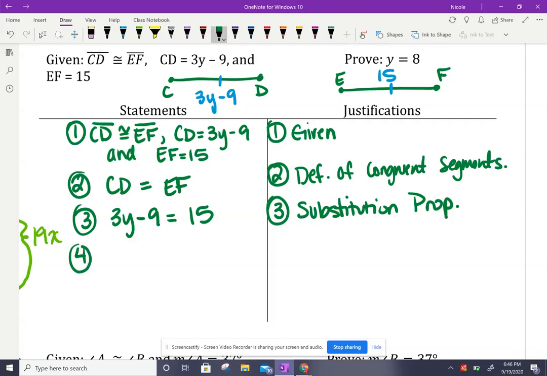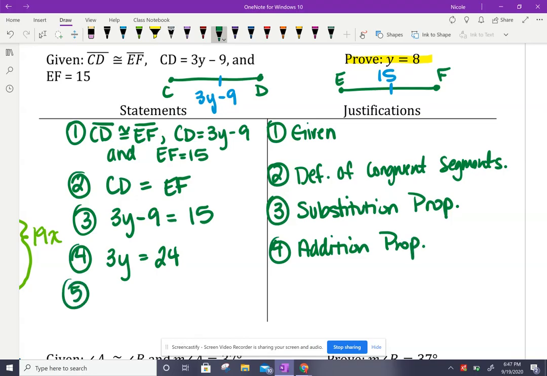We are going to now try to solve and get y by itself. Our given proof says y equals 8. So that's what we are trying to get to. So I am going to try to keep y on the left-hand side and move this 9 by addition. So 3y equals 9 plus 15 is 24, and that's addition property. And then, we take and divide 3 from y and 3 from 24, and get y equals 8. And that's division property.